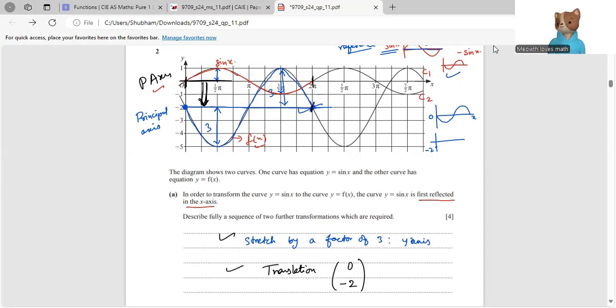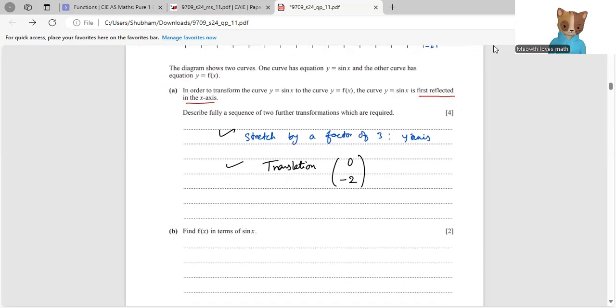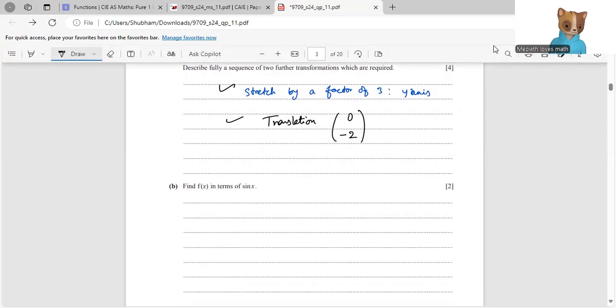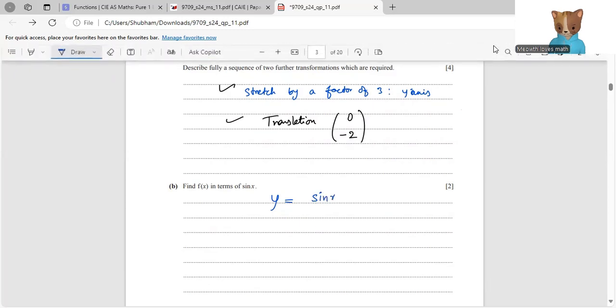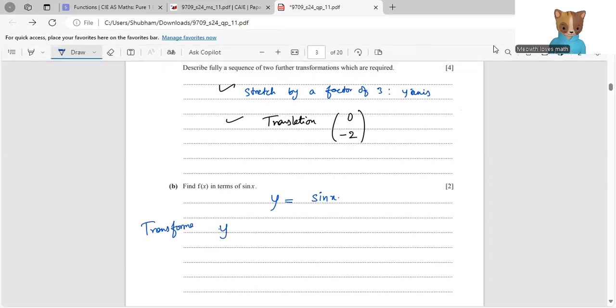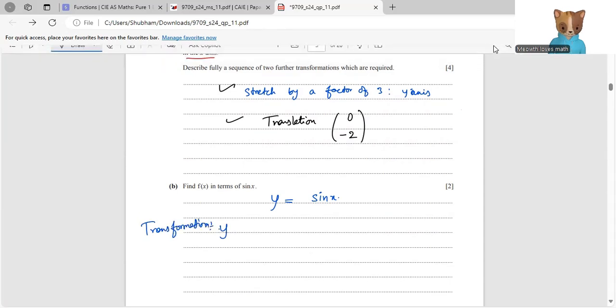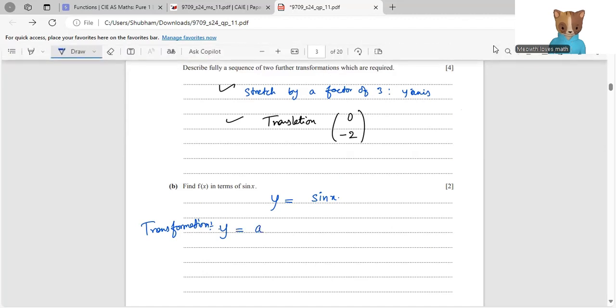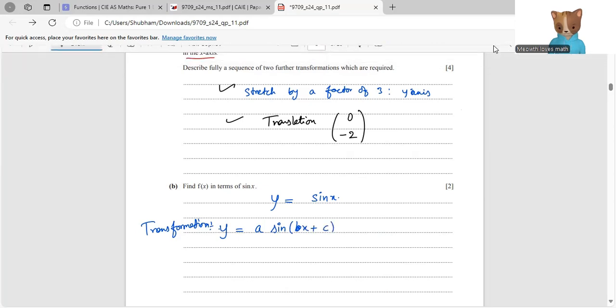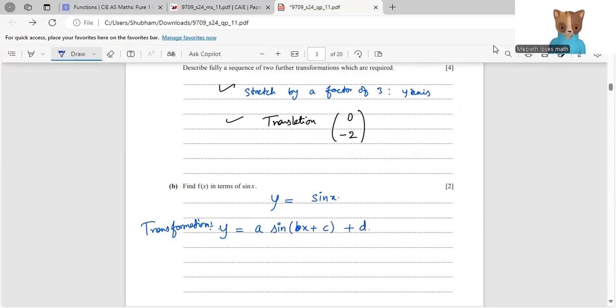Now the next part is to find f of x in terms of sin x. How the transformation actually happens: always remember your reference graph. What is my reference graph? y equal to sin x. So let me write here the transformation of any trigonometric function, including all the transformations: a multiplied by sin(bx + c) + d. So there are a total of 4 parameters involved here.